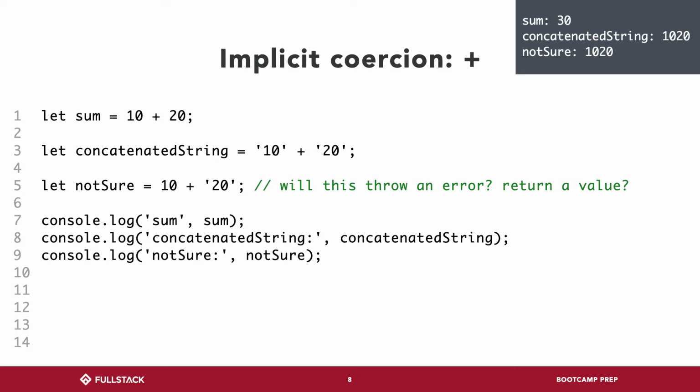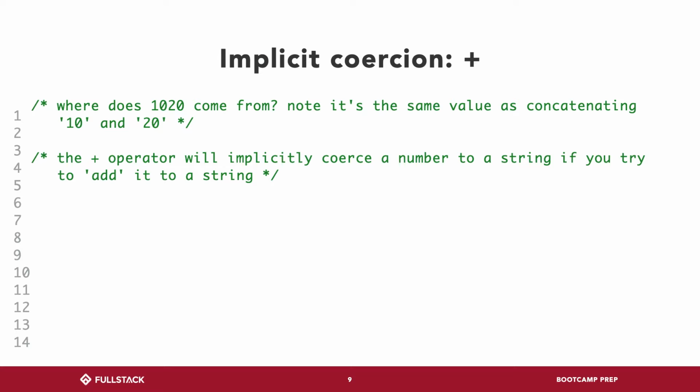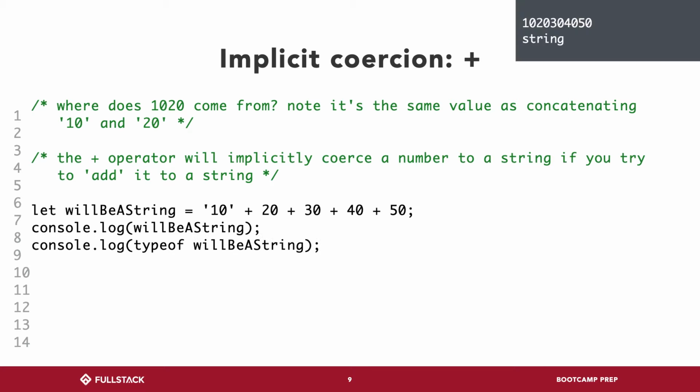Let not sure equal 10 plus a string of 20. Will this throw an error or return a value? We see in the console log that it does return a value. But what type is it? It's a string. Because that's what the plus sign does. It's the same value as concatenating 10 and 20, but the plus operator will implicitly coerce a number to a string if you try to add it to a string. So this will be a string, and you see that the first thing is 10, and the next things are all numbers, but since the first thing is a string, that's what you get.